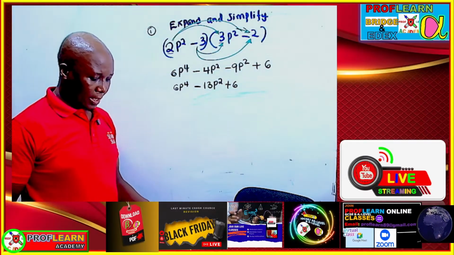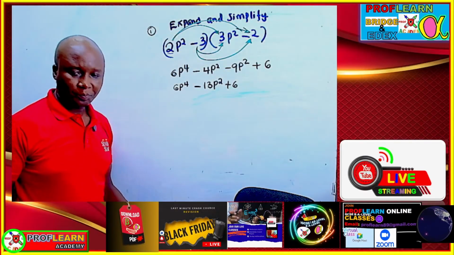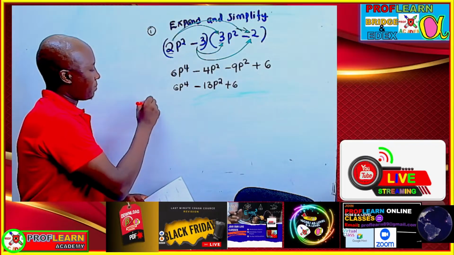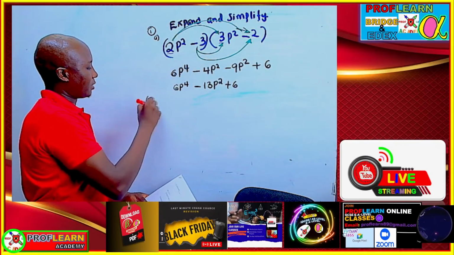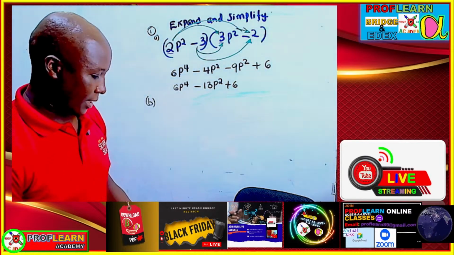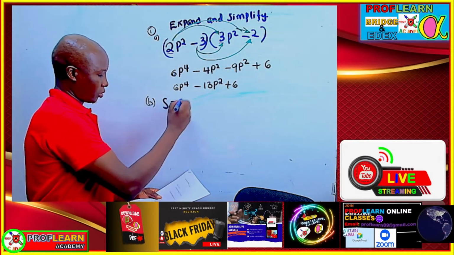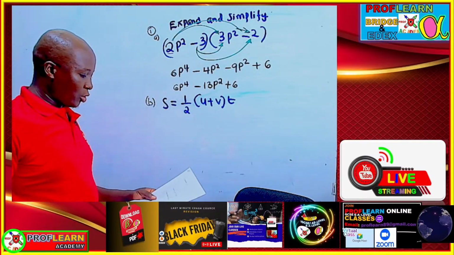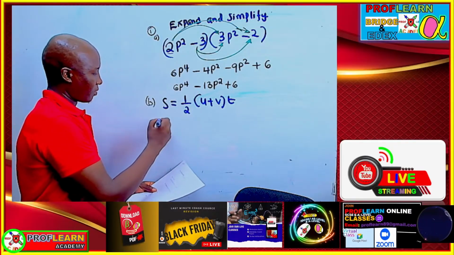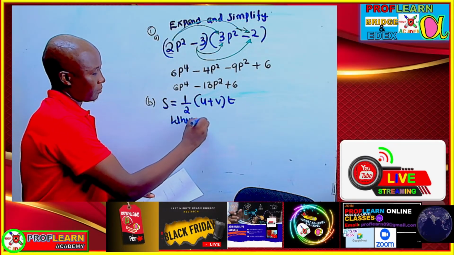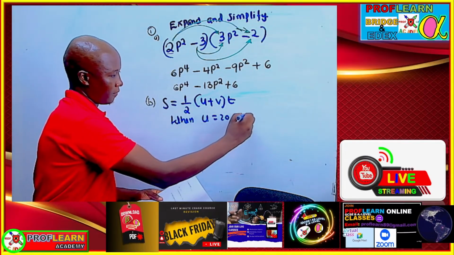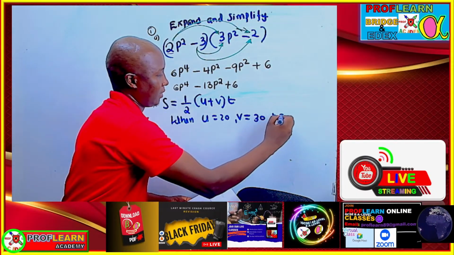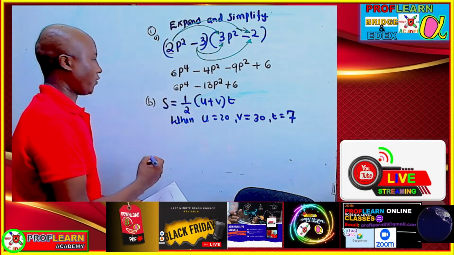The next questions that you are going to see are ones where you will be expected to substitute. Let us call this part A and this part B. You are told that the formula is S equals a half into (u plus v) t, and you are supposed to find the value of S when u equals 20, v equals 30, and t equals 7.